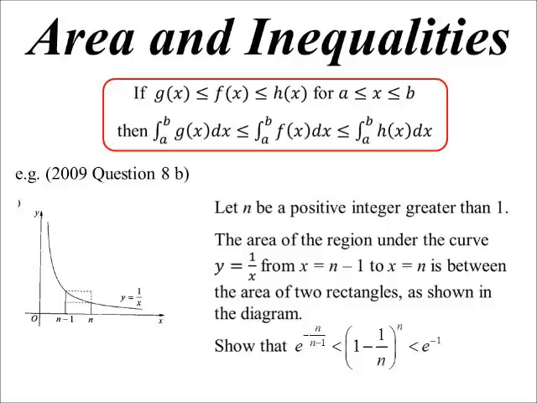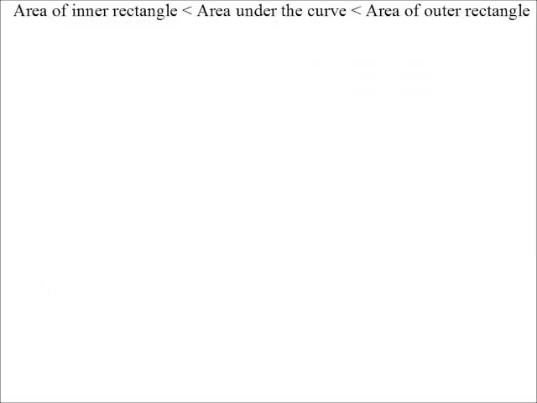There's our curve y equals 1 on x. They've drawn a little rectangle there from n minus 1 to n. We need to show this beautiful expression. E to the power of minus n on n minus 1 is less than 1 minus 1 on n to the power of n is less than e to the minus 1. Okay. Well, what I know, back on that diagram, is the area of the inner rectangle, so that was the smaller rectangle, must be less than the area under the curve, must be less than the area of the outer rectangle. So I can trap the area of that integral in between the area of those 2 rectangles.